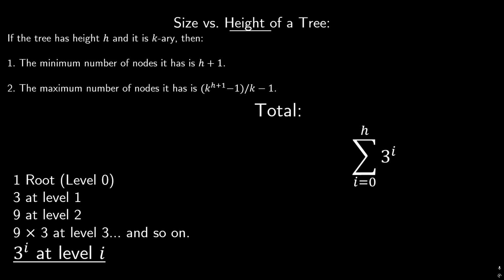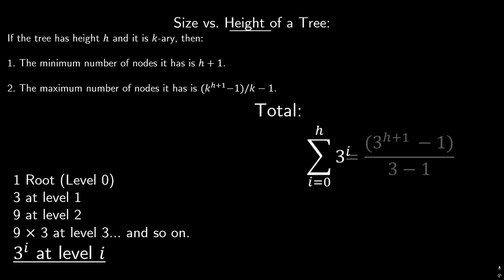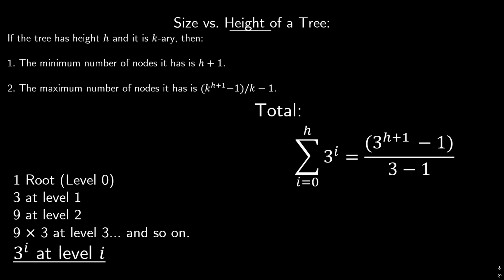Well, we just have to sum up all of the nodes at each level. So I had 3 to the power of 0 nodes at level 0, 3 to the power of 1 nodes at level 1, 3 to the power of 2 nodes at level 2, and so on and so forth. To sum them all up, I am basically just going to write this in a summation, 3 to the power of i from 0 to h, where h is the height of the tree. So if you remember what this resolves to, which I hope you do, this is a geometric progression, so this resolves to 3 to the power of h plus 1 minus 1 divided by 3 minus 1.